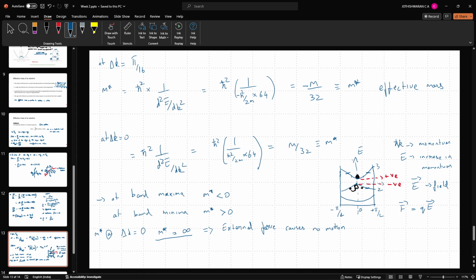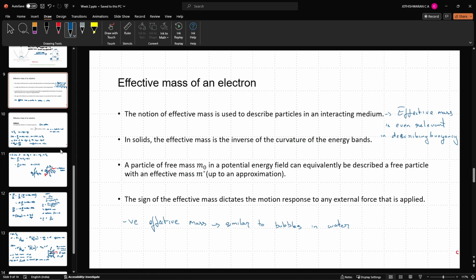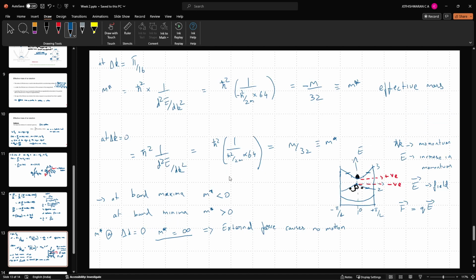Plus infinity, minus infinity, doesn't matter. If the effective mass is infinite, it means no amount of electric field that I apply to my system, within a limit, will move it. Again, all of this is within a limit. I can apply an electric field that is so large that the material structure itself changes. In that case, none of these things hold. That is why I said up to an approximation. So for acceptable values, no matter how high I go, particles in this region will not shift from one k value to another.